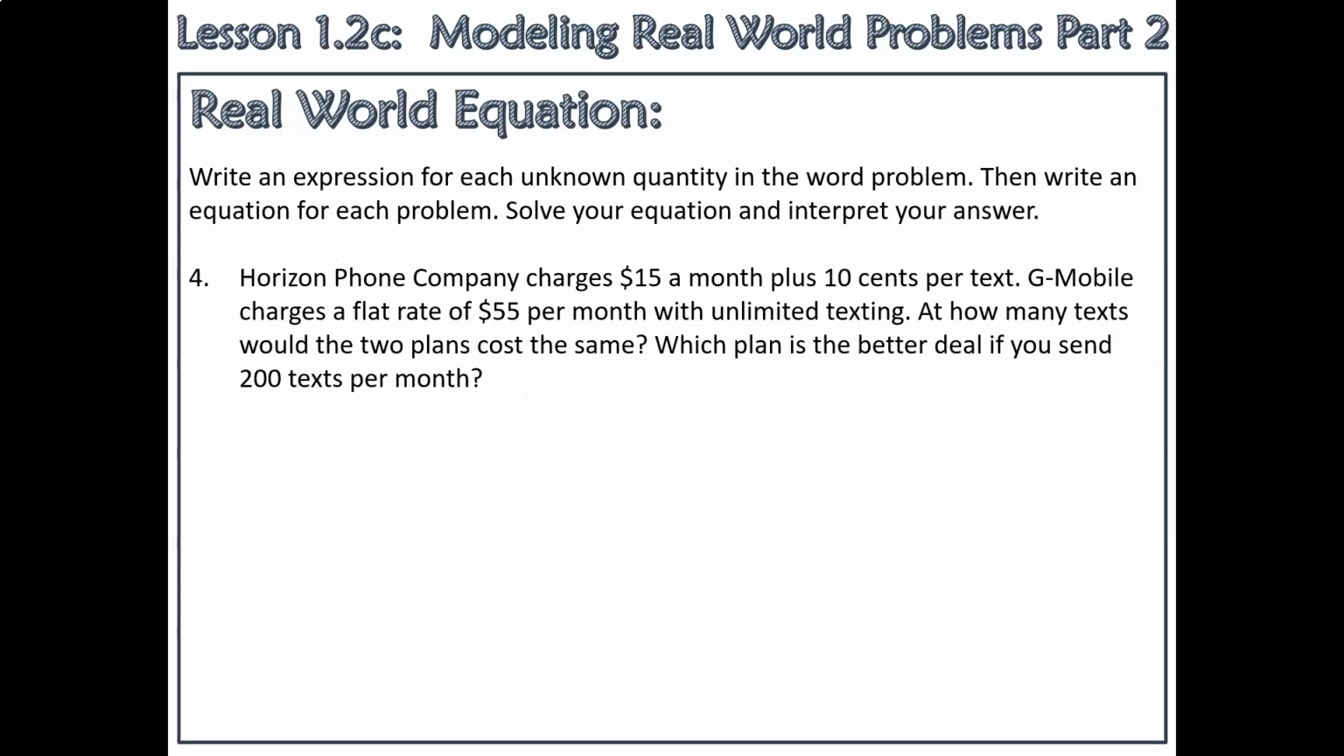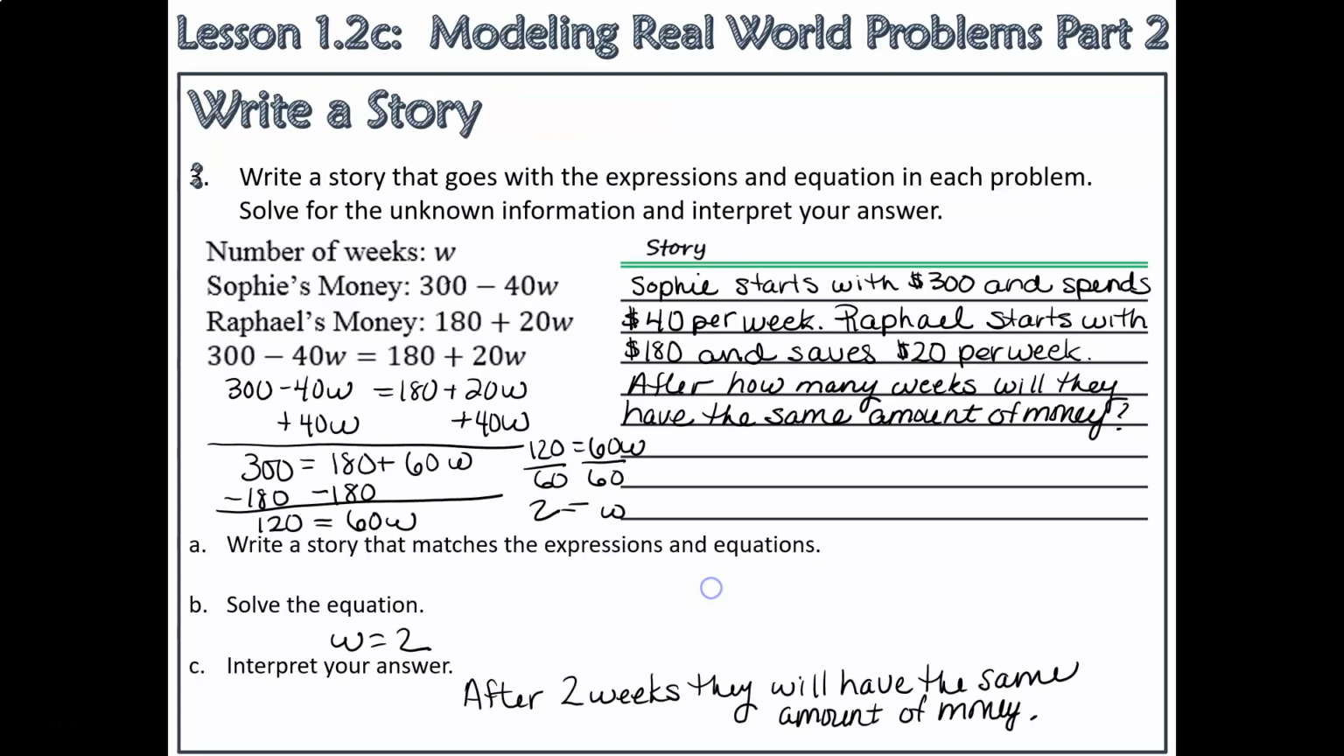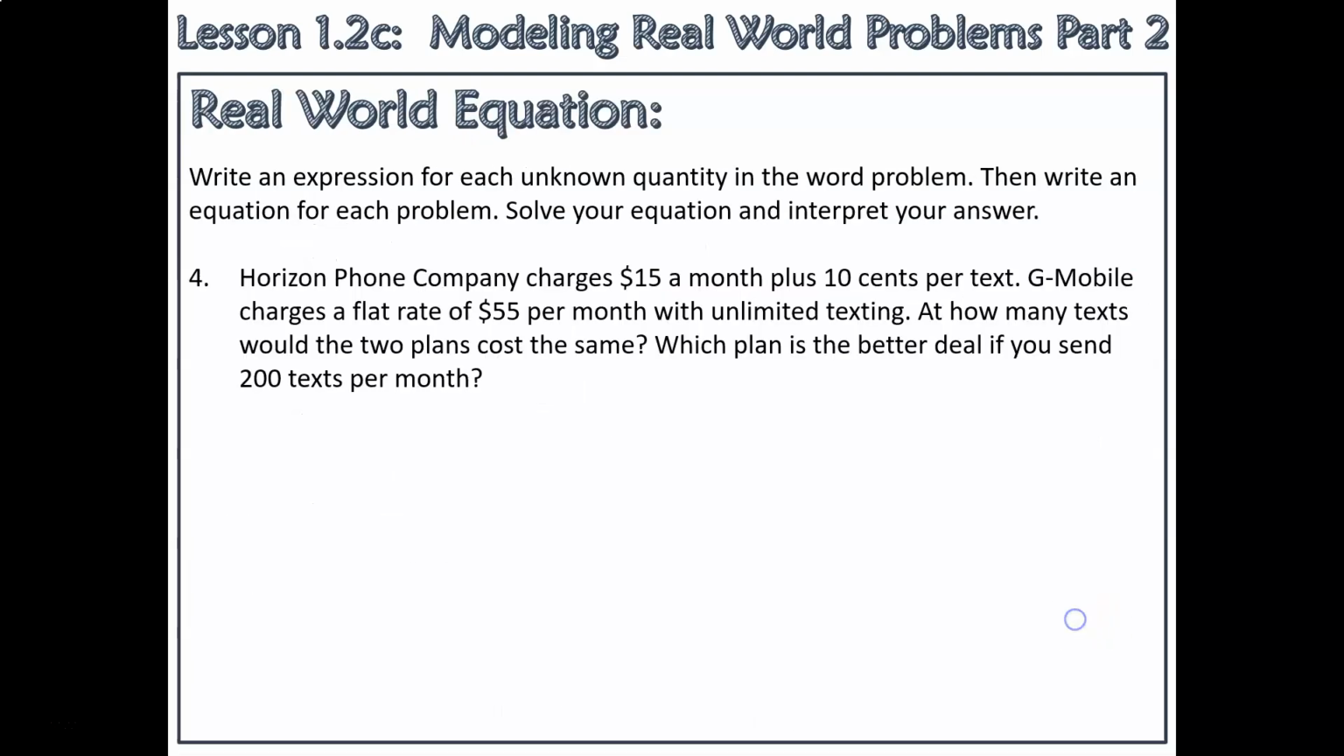Okay, the next, we get the words and we have to set it up. And my suggestion to you is you set up this. If you do that, the problem will solve itself. Okay. Verizon Phone Company charges $15 a month plus 10 cents per text. G-Mobile charges a flat rate of $55 per month with unlimited texting. At how many texts would the two plans cost the same? Which plan is a better deal if you send 200 texts per month?